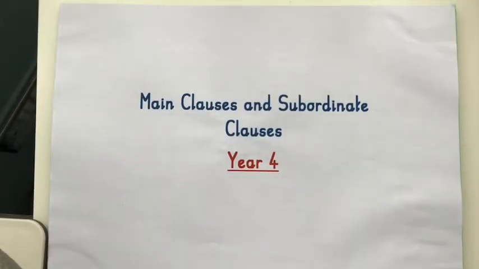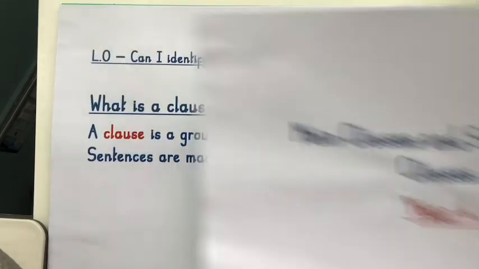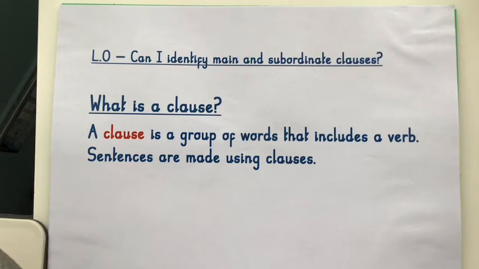Children, in this video we're going to be looking at main clauses and subordinate clauses. So first of all, what is a clause? A clause is a group of words that includes a verb. Sentences are made using clauses. So we use them all the time in our writing and we read them all the time in our reading books, but we don't usually realise what they are.